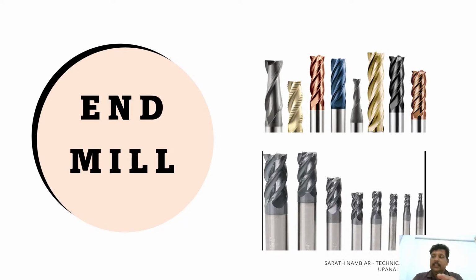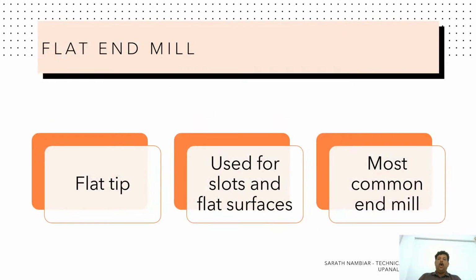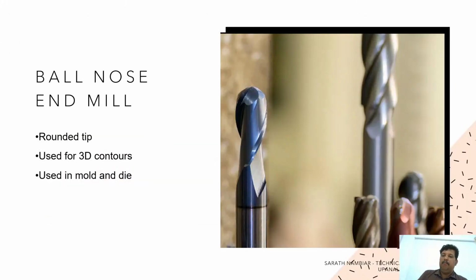We have a 3D surface. So can we use the end mill? Yes, technically we can use it. But what will happen? The result will not be good. If you want a 3D profile, a radial profile or anything like that, we'll have to use another tool, which is known as the ball nose end mill. Okay, that is the ball nose end mill.